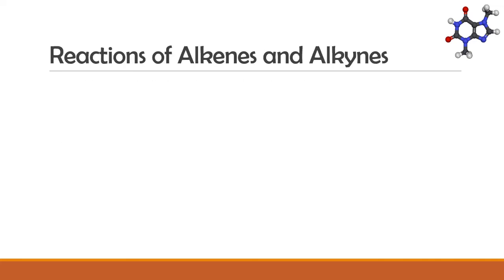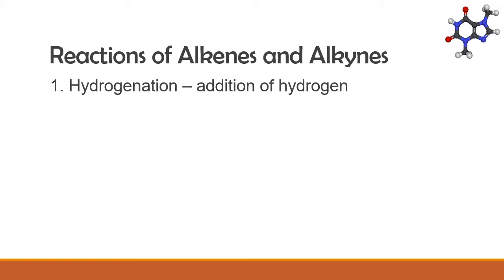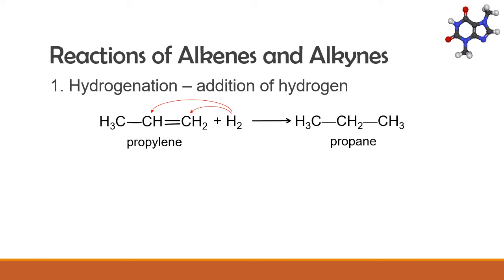Alkenes and alkynes undergo similar reactions to alkanes. In these unsaturated hydrocarbons, however, most of the reactions involve the double bonded carbon atoms. Hydrogenation, or the addition of hydrogen, converts the alkene into an alkane. The two hydrogen atoms each take the place of the electrons shared in the double bond, so propylene becomes propane.